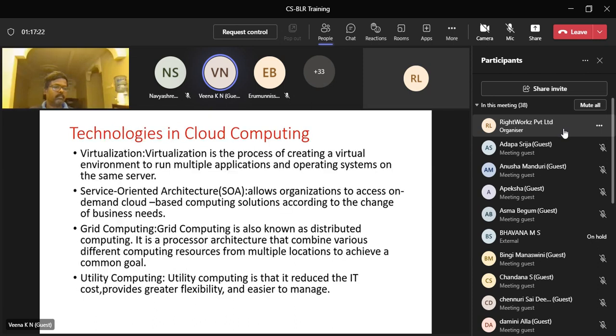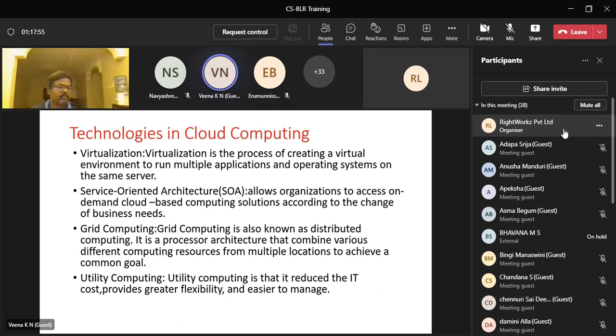Go on with the technologies. The technologies in cloud computing are virtualization, service-oriented architecture, grid computing, and utility computing. Virtualization is a process of creating a virtual environment to run multiple applications and operating systems on the same server. Service-oriented architecture allows organizations to access on-demand cloud-based computing solutions according to the changing business needs.